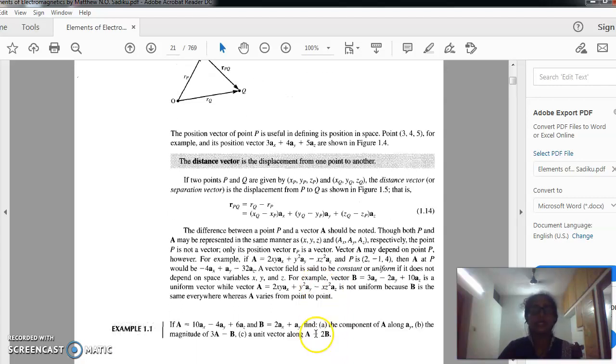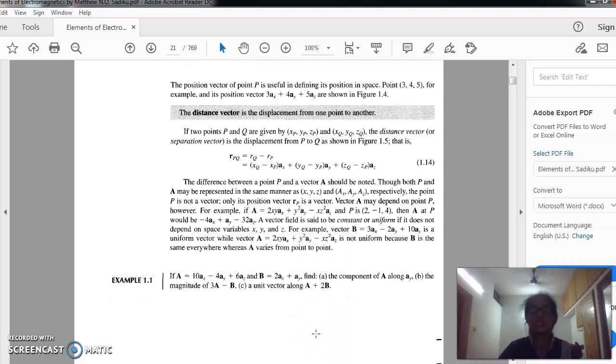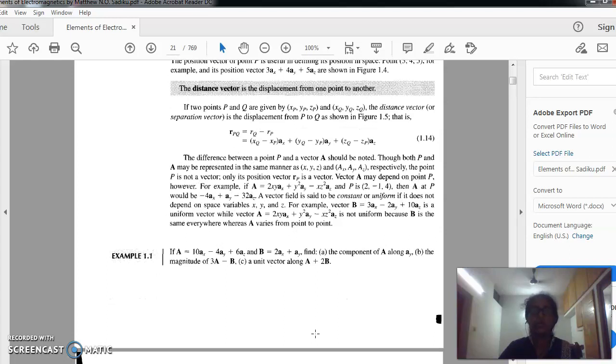So that is the difference between position vector and distance vector. Hope you got the concept now. Distance is always between 2 points, whereas position vector is with respect to a point. That point is usually with respect to origin. Okay. So one example is done here.